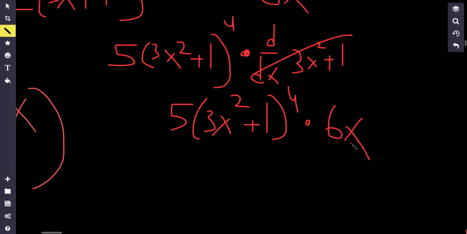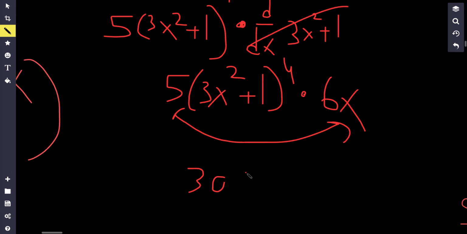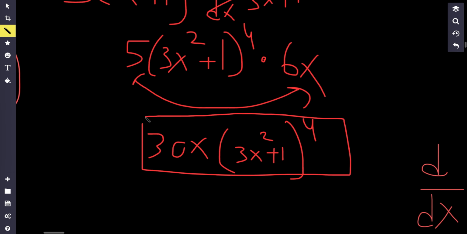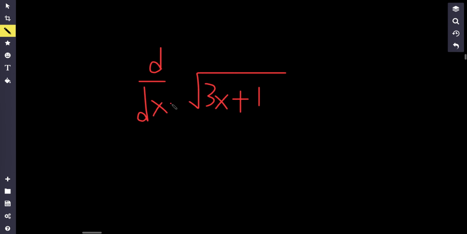Or you can rewrite this. You can combine these two terms together, so it's just going to be 30x times 3x squared plus 1 to the 4th power. You can expand this once again, but I'm a little too lazy, so I'll just write it like this. Looks very scary at first.